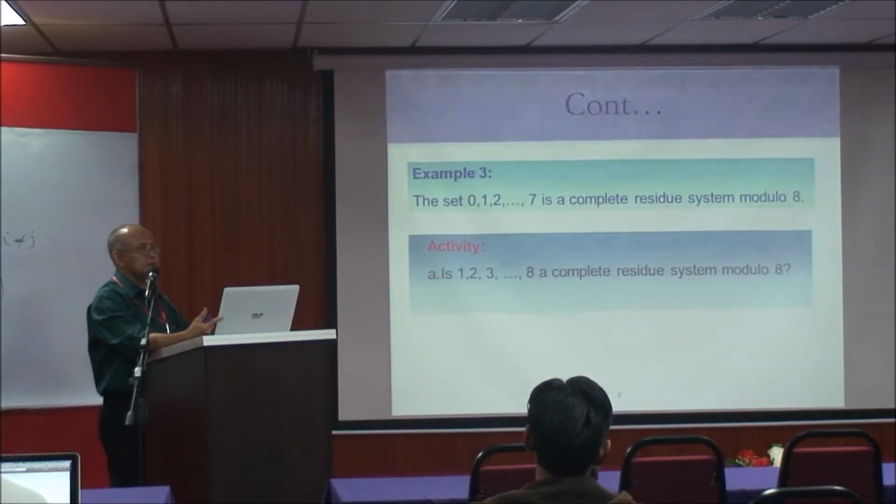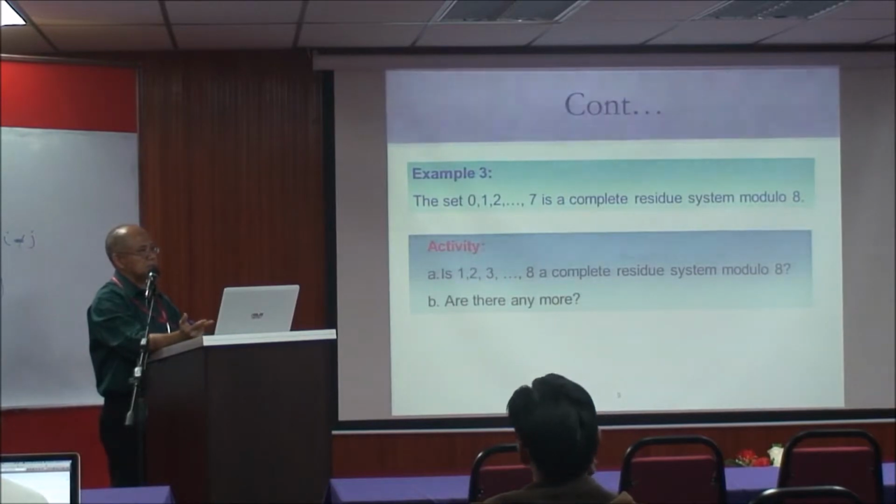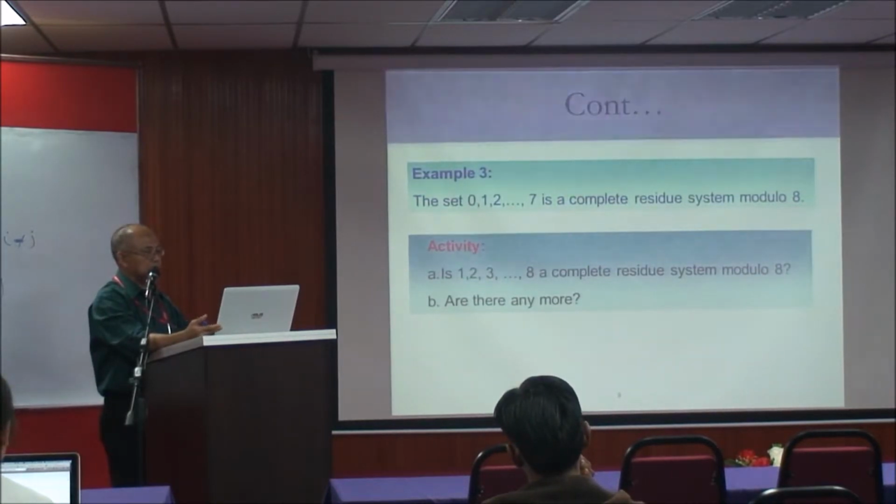Did I say that correctly? No, not two of them are from the same congruence class, right? Yeah, that's correct. Okay, so are there any more? Definitely there are, right? We just pick any integers from 8 different congruence classes, so definitely they will form a complete residue system modulo 8.